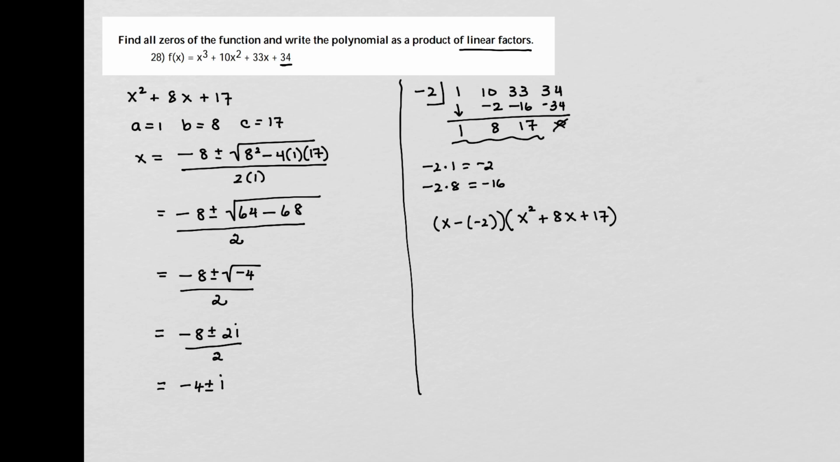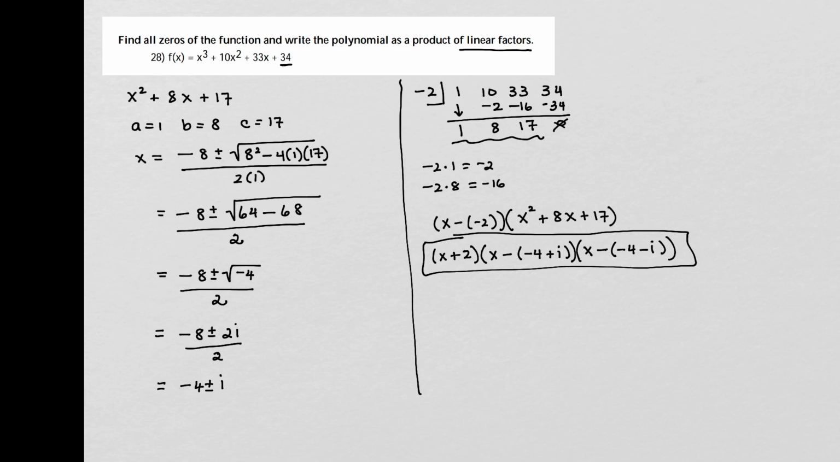So now I can finish factoring. I have x minus a negative 2. We're going to make that a plus 2. So we have x plus 2. And then I have x minus, and I'm going to take negative 4 plus i. And then we'll have x minus negative 4 minus i. And you can distribute the negative there or leave it as it is. Either way is perfectly fine. And that's my final answer.